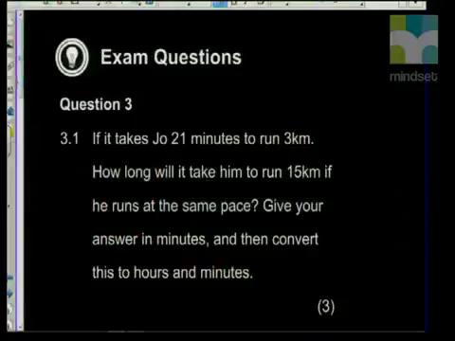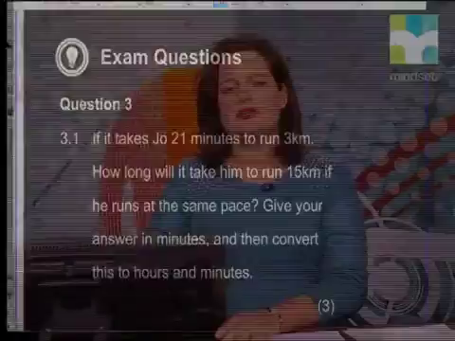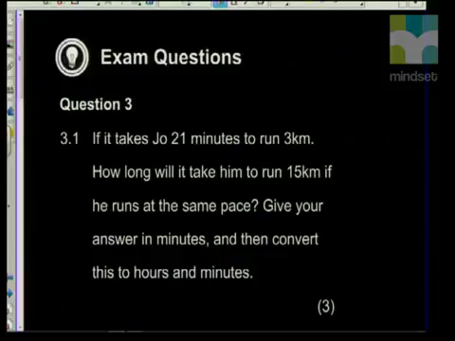This question deals with a combination of time and ratio. So let's have a look and see if we can solve this problem. These ones are slightly more difficult because they are expecting you to do a little bit of problem solving. So let's read it together. It takes Joe 21 minutes to run 3 kilometers. How long will it take him to run 15 kilometers if he runs at the same pace? Give your answer in minutes and then convert this to hours and minutes.